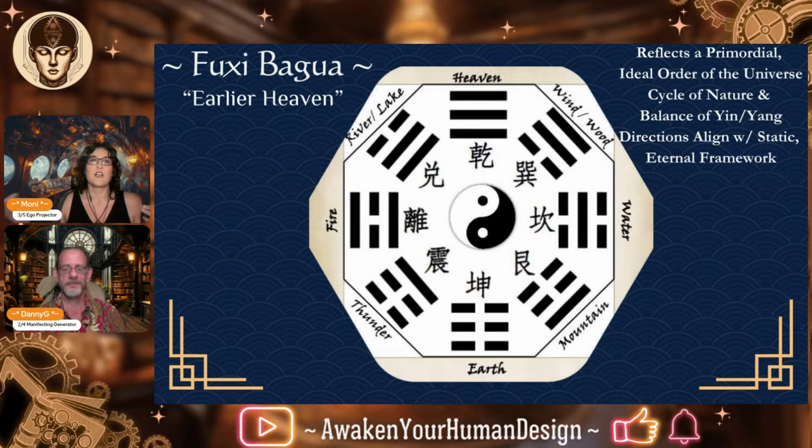The Fuxi bagua is referred to as the earlier heaven, and it reflects a primordial ideal of the universe, cycles of nature, and the balance of yin and yang, and the directions align with a static eternal framework. If you look here, the easiest one to look at is Earth at the bottom, heaven at the top, which makes obvious logical sense. Earth is pure yin, heaven is pure yang, and they're exactly matching each other on the opposite side.